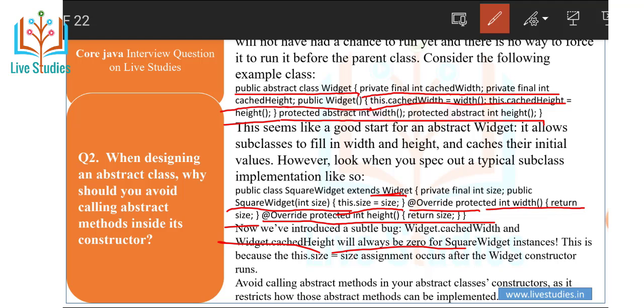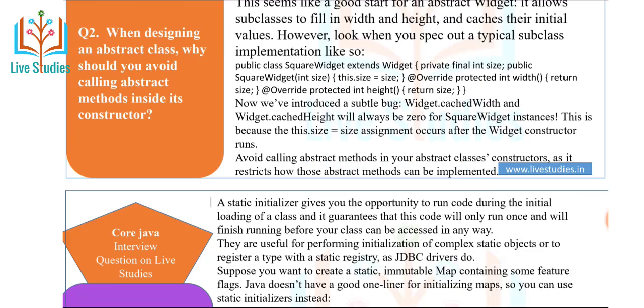The value is 0 for Square's width and height, because the this.size assignment occurs after the Wide constructor runs. Avoid calling abstract methods in your abstract class's constructor, as it restricts how those abstract methods can be implemented. Move to another question.